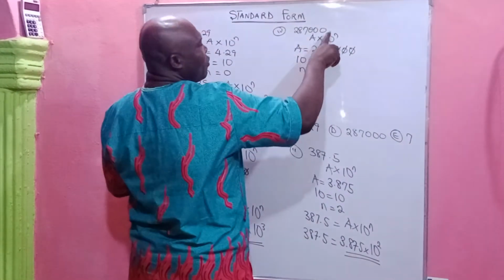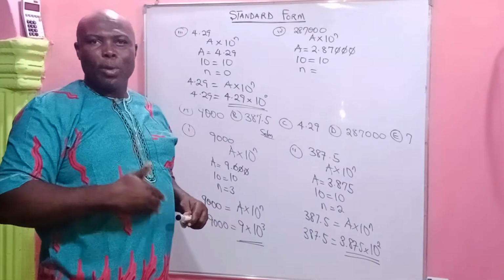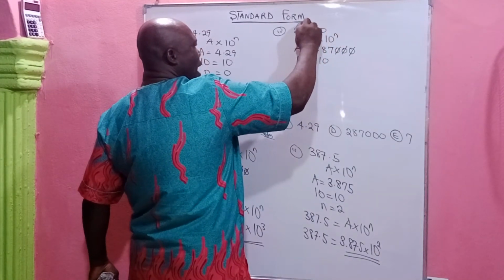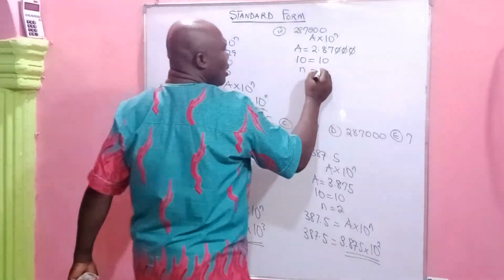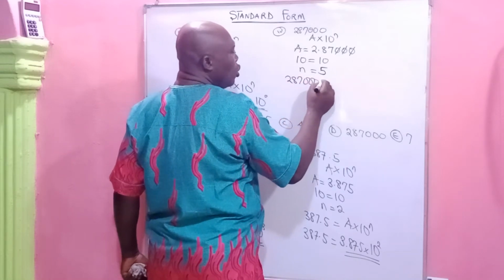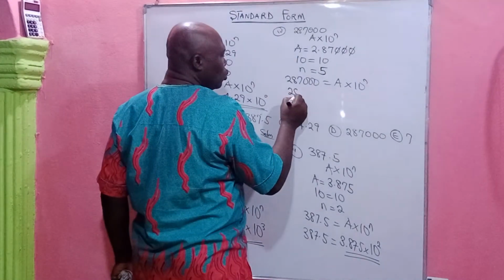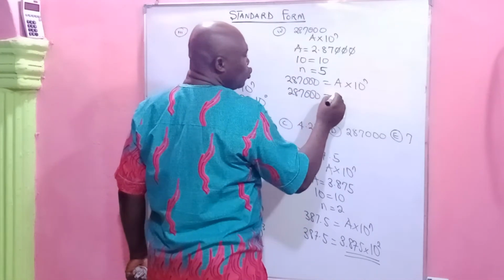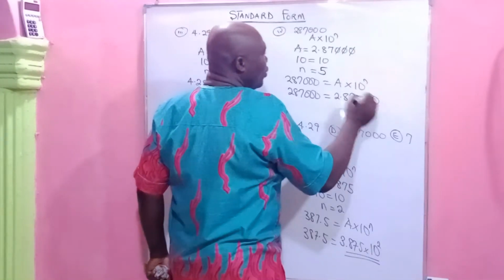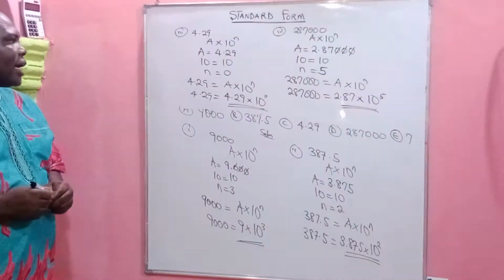All right, so we've moved it from here, where originally it is. Any number that does not have a decimal point has its decimal point at the end. So we've moved it from here, 1, 2, 3, 4, and 5. So we've moved it 5 places. So our n is 5. It means that to express 287,000 to a times 10 raised to power n, that's in standard form, we are going to have that 287,000 will be 2.87. The zeros are not important, times 10 raised to the power of what? 5. So we have expressed that in standard form.